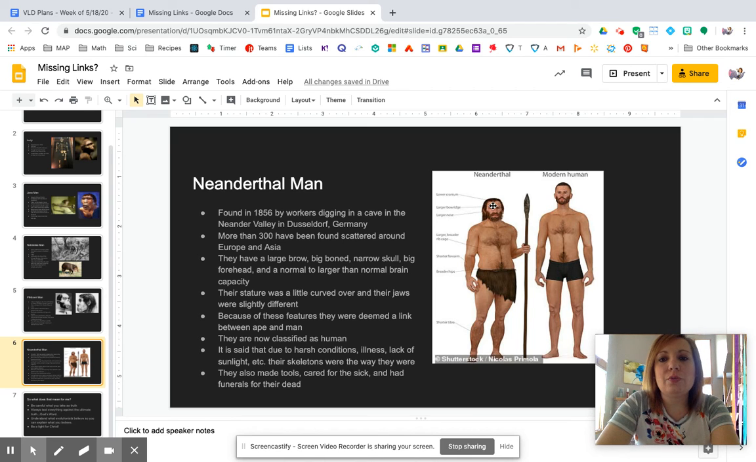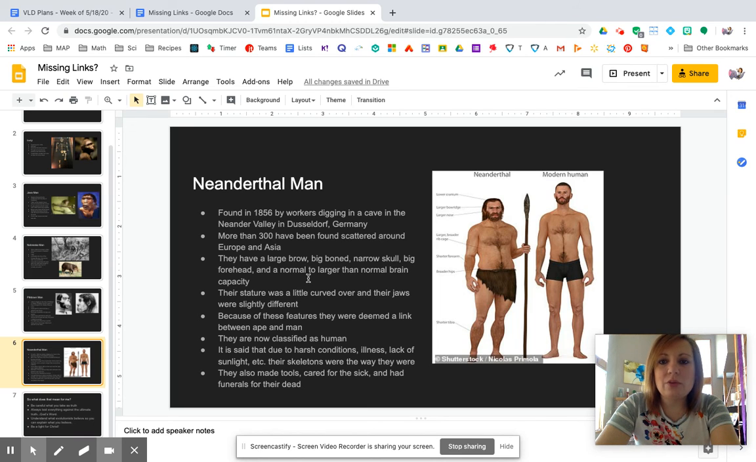They actually have a larger brain capacity, and what we're finding, and I didn't really mention it previously, is that in the other slides, those actually had a smaller brain capacity than a human, like apes have a smaller brain capacity, which they do, and humans have a larger brain capacity, so our brain had to evolve as well. But they actually had a larger brain capacity, which is interesting. Their stature was a little bit curved, their backbone, so they were hunched just a little bit, and their jaws were slightly different. But nonetheless, this guy in this picture on the left here, who's Neanderthal Man, does look just human. And again, they were actually now classified as humans, not as a missing link.